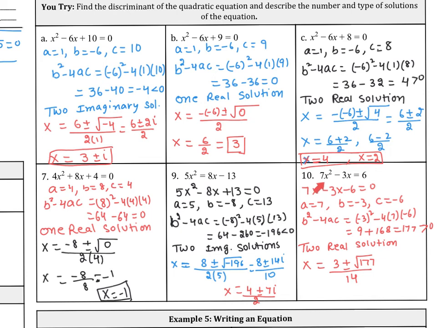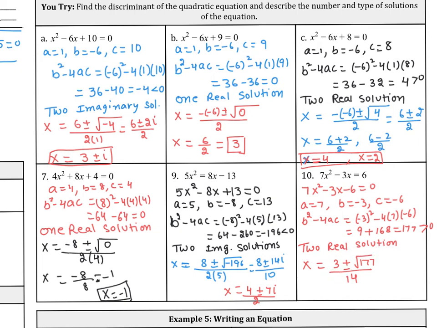For number 10, you're going to bring 6 onto the other side by subtracting 6 on both sides. A is 7, B is negative 3, and C is negative 6. To find the b squared minus 4ac, you're going to plug a, b, and c into this formula. So negative 3 squared minus 4 times a times c is going to be 9 plus 168, equal to 177. 177 is greater than 0, so it means you're going to have two real solutions.